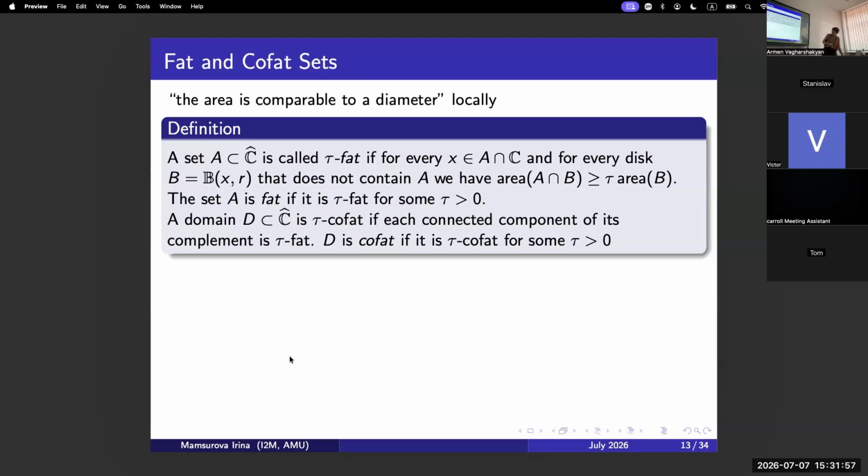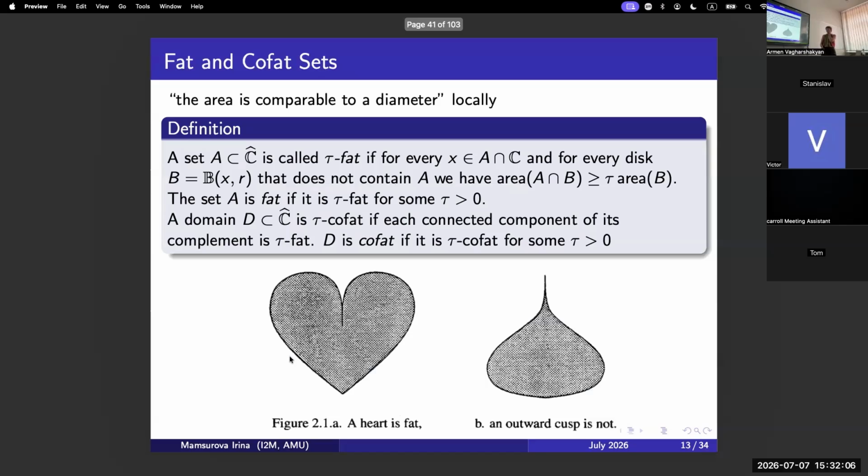And a fat domain is just the complement of a thin domain. So, one more example. This is not a fat domain. This is a fat domain. And this is nice because it shows that there are fat domains which are not quasi-disks.